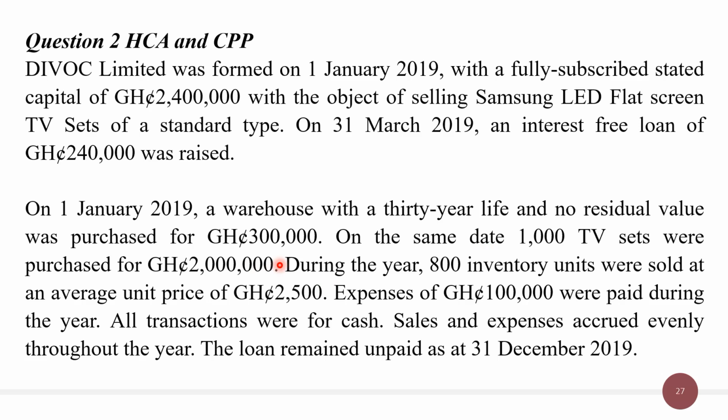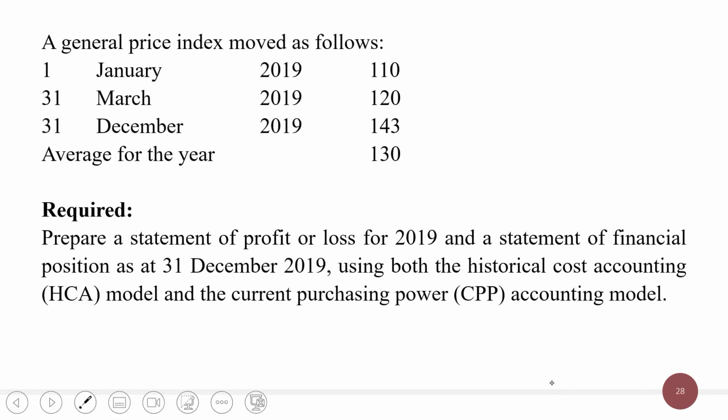During the year, 800 inventory units were sold at an average price of 2,500. Expenses of 100,000 were paid during the year. All transactions were for cash. Sales expenses accrued evenly throughout the year. The loan remained unpaid as at 31 December 2019. A general price index moved as follows. So you have indices for the various dates.